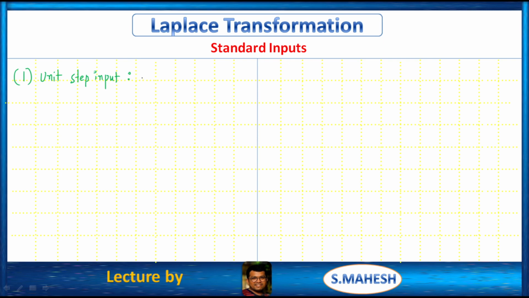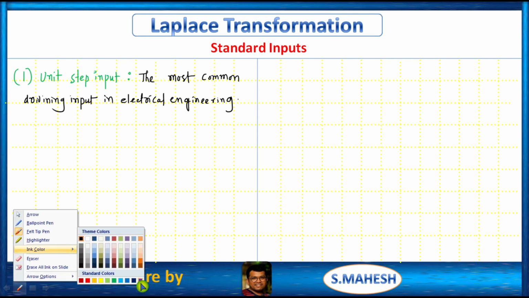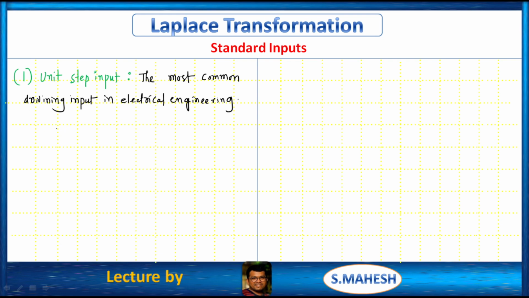This is the most common input that we are using in electrical engineering. The most common driving function or driving input, the most common driving input in electrical engineering, right? So it is defined as u of t, that is unit step, u of t, that is in time domain. U means what? Unit step, right?